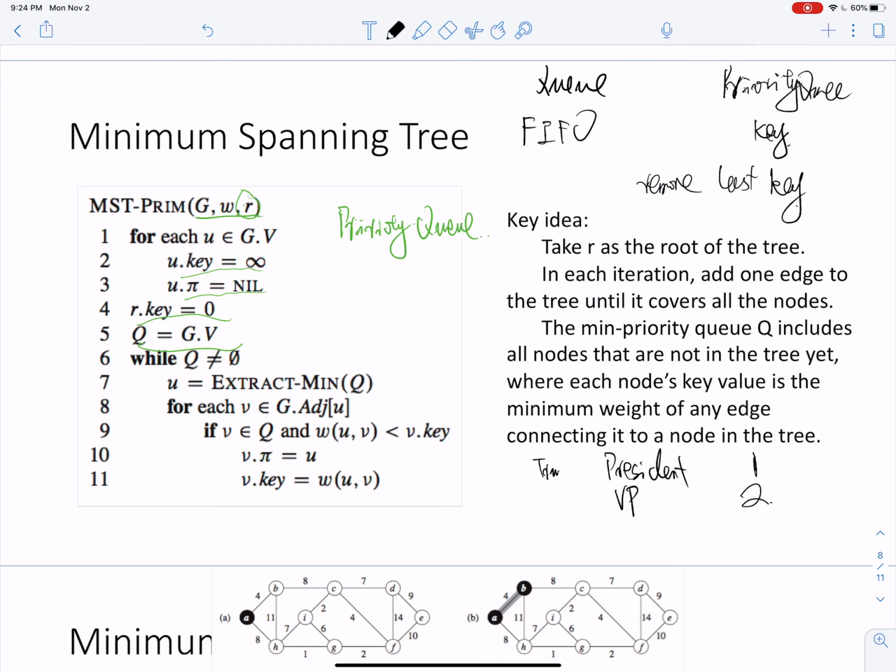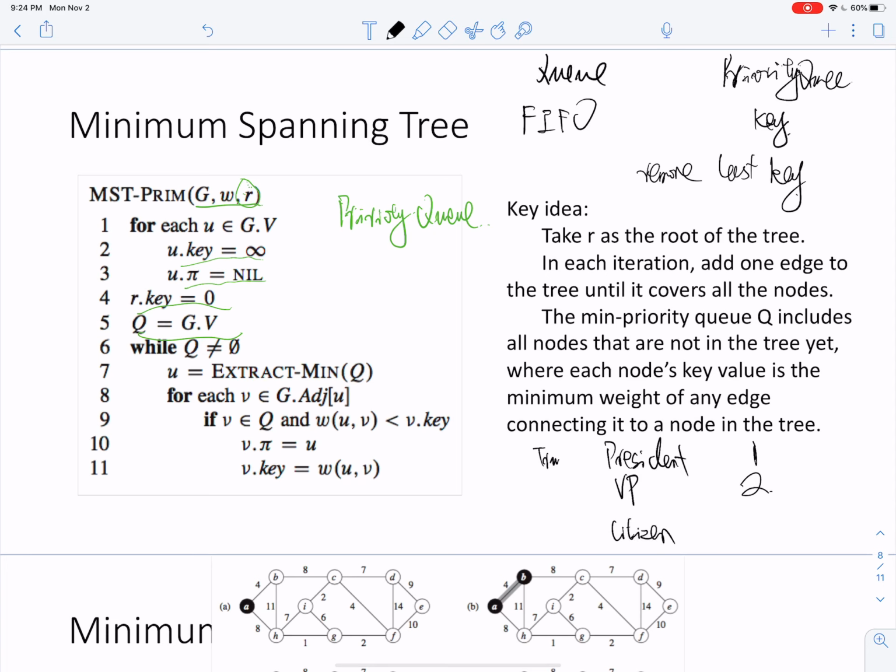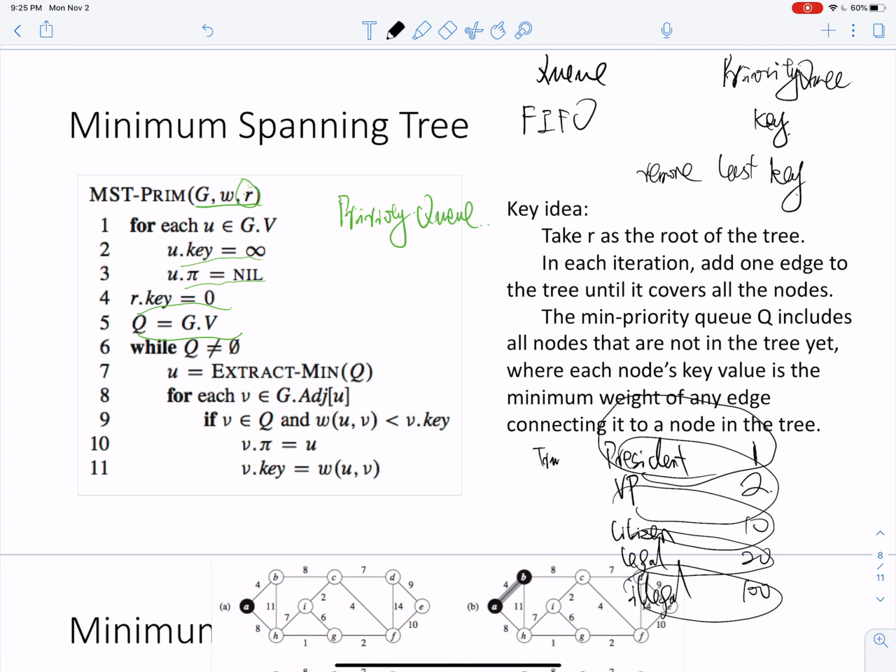And then an ordinary citizen comes with priority, let's say 10. And then a legal immigrant comes with a priority, say 20. And then an illegal immigrant comes with a priority, let's say 100, okay? And then if these five people enter the queue, no matter who comes first, the one with the lowest priority number is going to be able to exit the queue first. So the president is going to be able to see the doctor first, and then the vice president, and then a regular citizen, an immigrant, and then an illegal immigrant. I'm just using this as an example, okay?